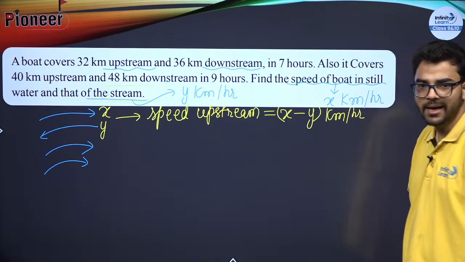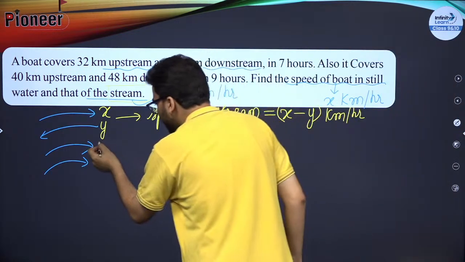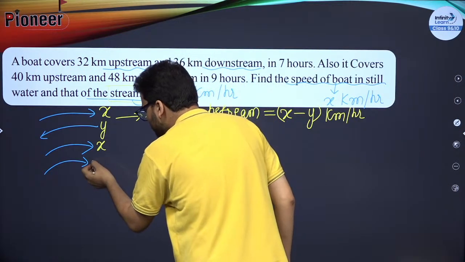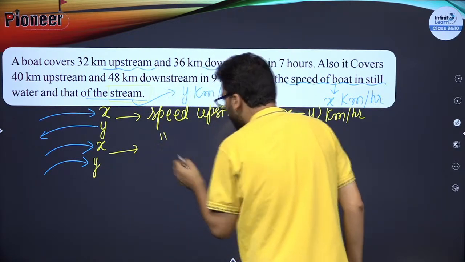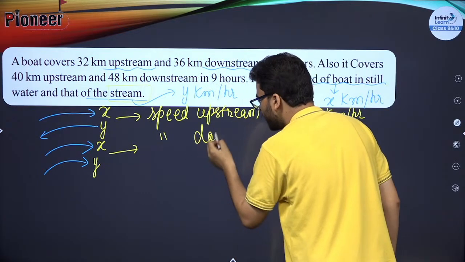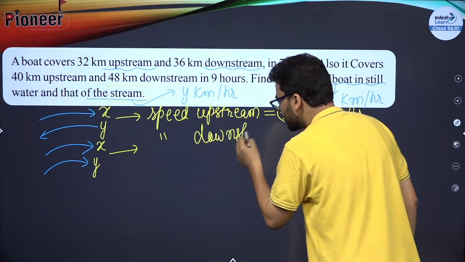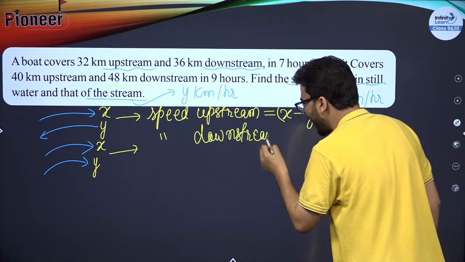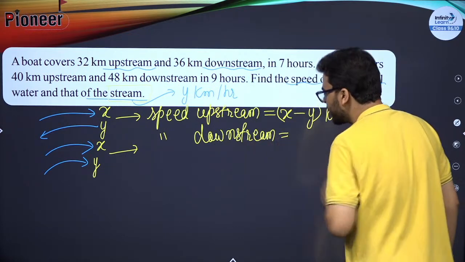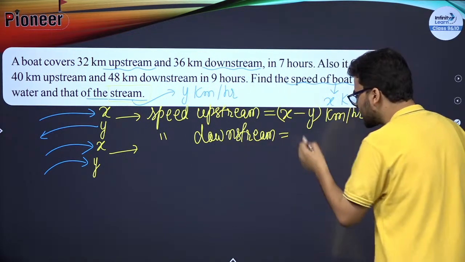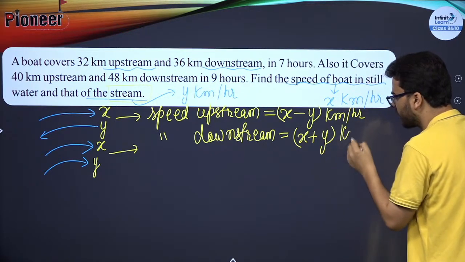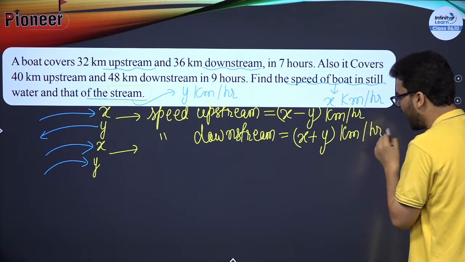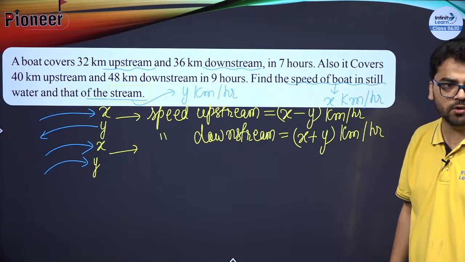Is this clear? Now in downstream, the speed of the boat is x, but the speed of the water is also y over here. So what will the speed downstream be, guys? Because they are moving in the same direction, the speeds will be added. So speed downstream will be the normal speed of the boat in still water plus the speed of the stream. So that is x plus y km per hour. I hope this is clear to every student over here.